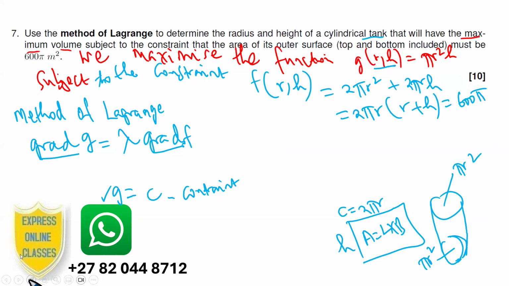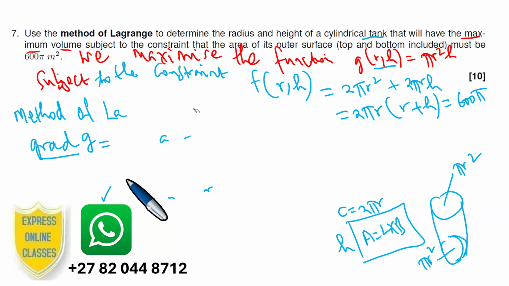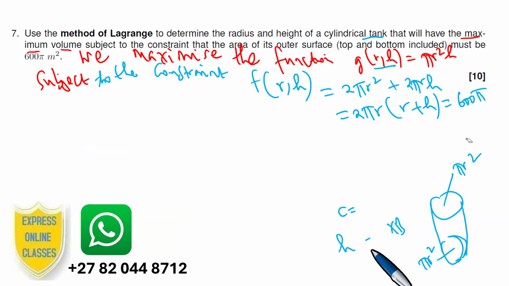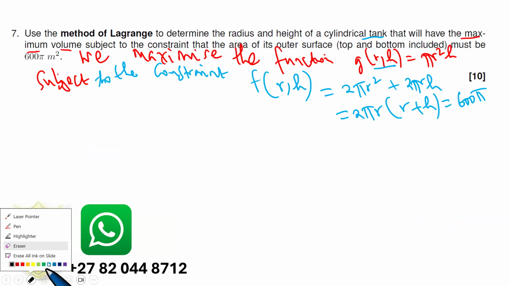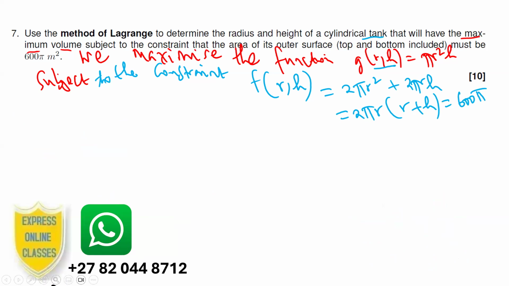So now let's do this. Okay, we are here to summarize. I was just writing the method of Lagrange that we're going to use, but we are in business now, because I'm sure that everything is pretty clear. Maybe I shouldn't have erased this, but it's okay. We have seen it already. Now I want us to find the gradient of g(r, h). We'll find the gradient of this.